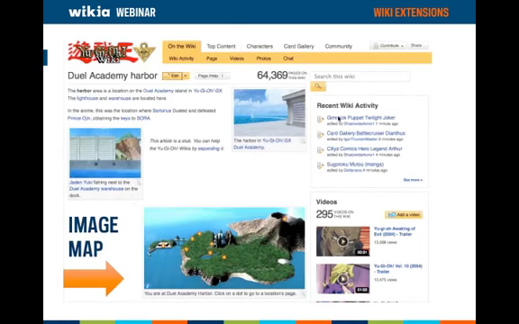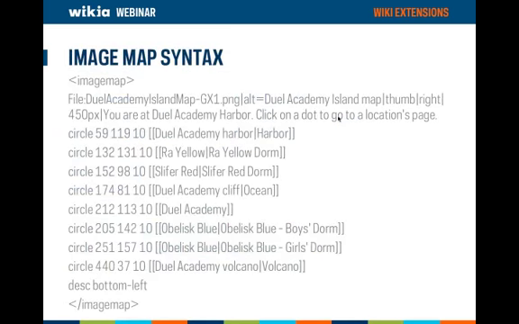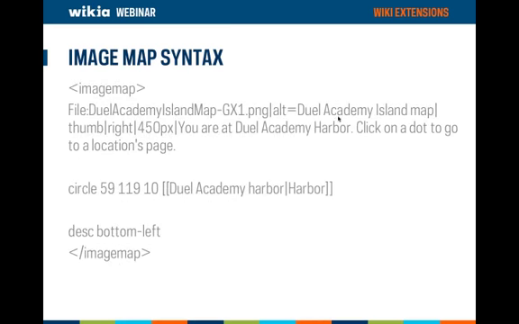Let's now look at an image map in work on a specific page. Here you can see the Dual Academy Harbor page on the Yu-Gi-Oh! Wiki. They have an image map for particular spots on an island. If you were to hit edit, the code for the image map would look like this. I'm going to strip out some of the similar lines now so that we can focus on distinct sections. So here's a simplified version of that. File is the actual name of the file that the image is pulled from, so the island, and the caption that is displayed when you hover over it. This also includes the size and placement of the image.